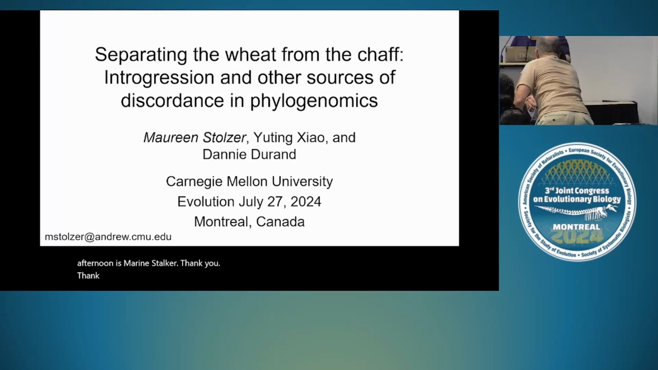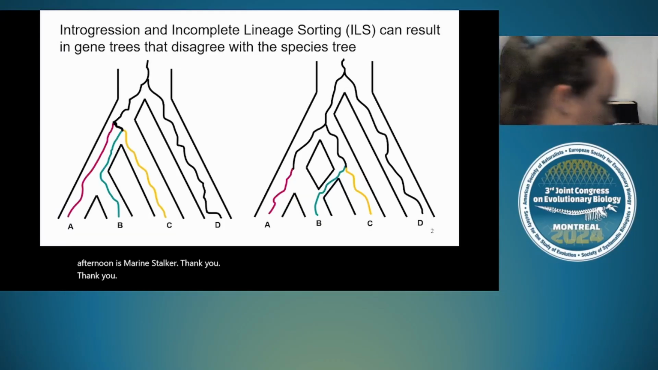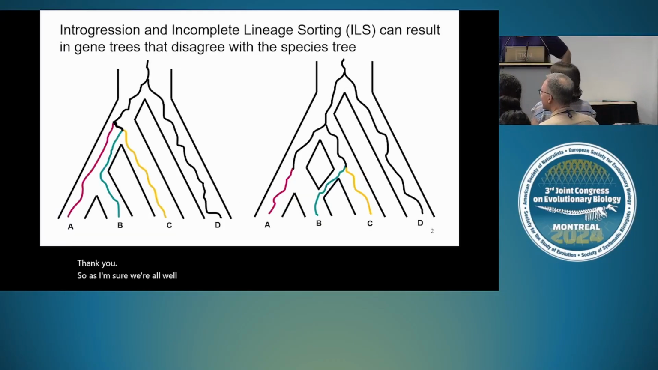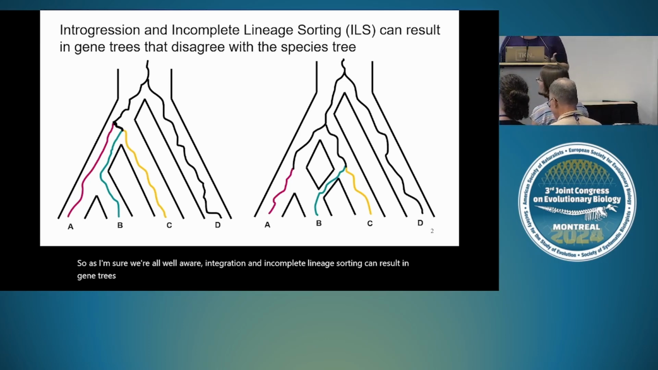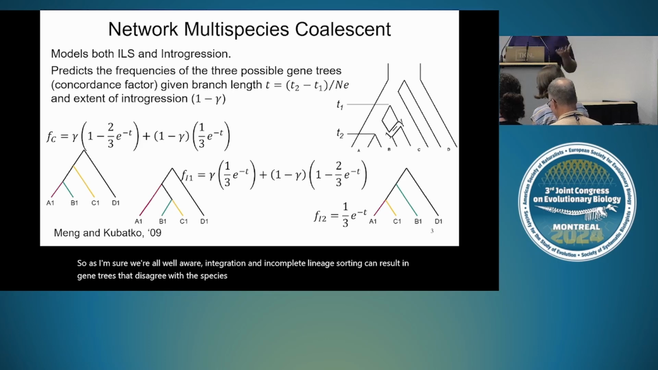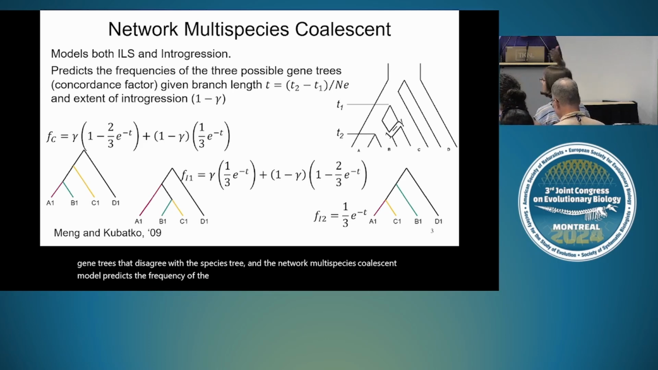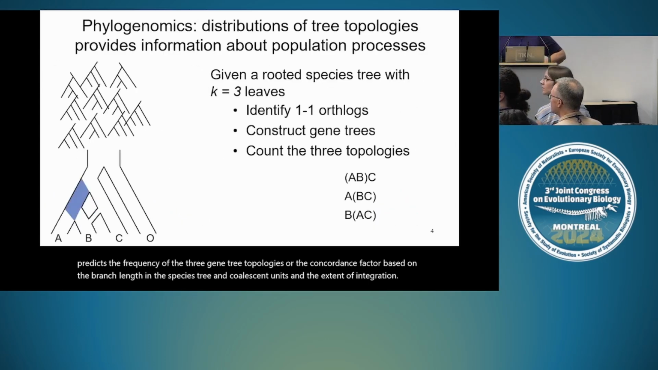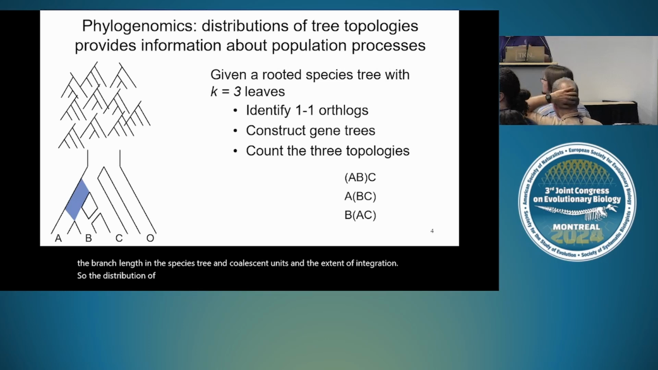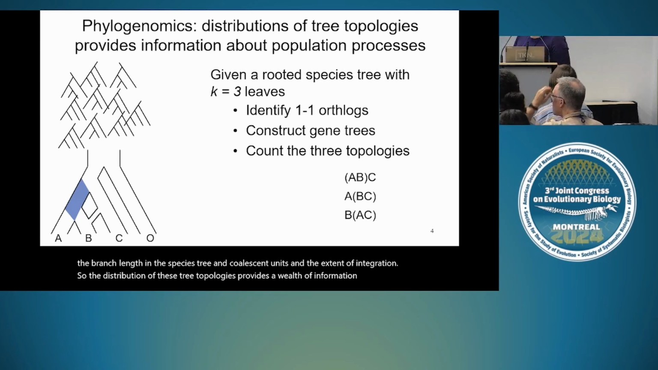Thank you. As I'm sure we're all well aware, introgression and incomplete lineage sorting can result in gene trees that disagree with the species tree. The network multispecies coalescent model predicts the frequency of the 3 gene tree topologies, or the concordance factor, based on the branch length in the species tree in coalescent units and the extent of introgression. So the distribution of these tree topologies provides a wealth of information about population processes.